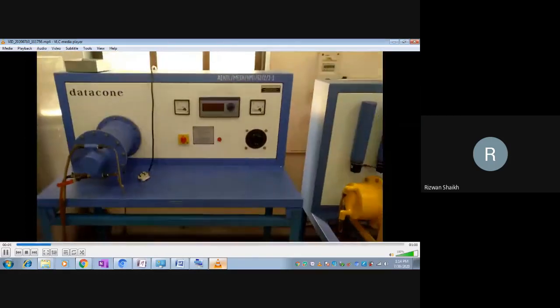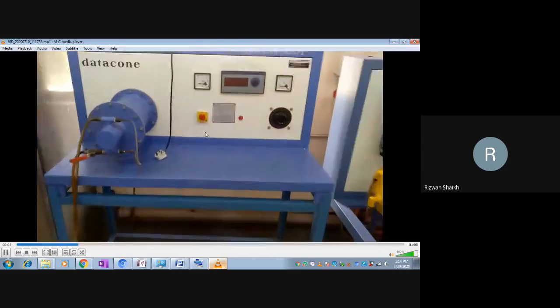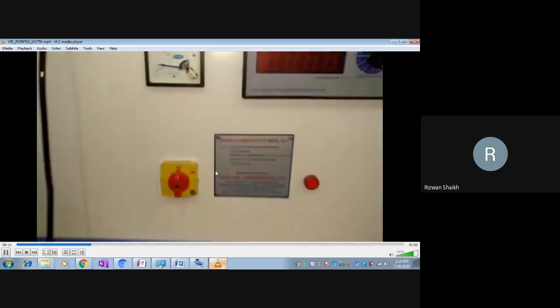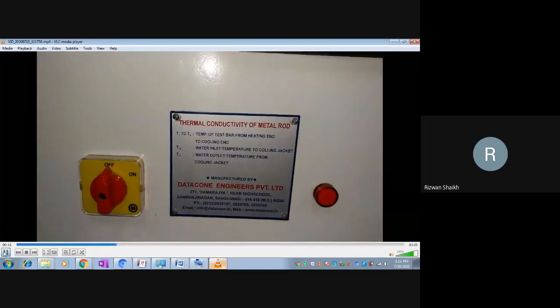In this setup, it will zoom in and give you the name of the experiment. Can you see the name of this experiment? It is thermal conductivity of metal rod. Can you see it? Thermal conductivity of metal rod.